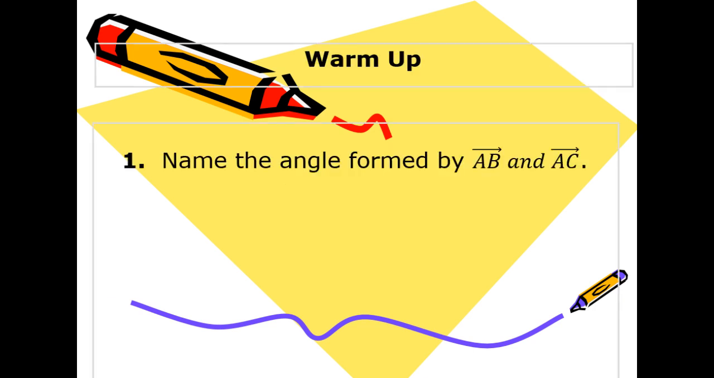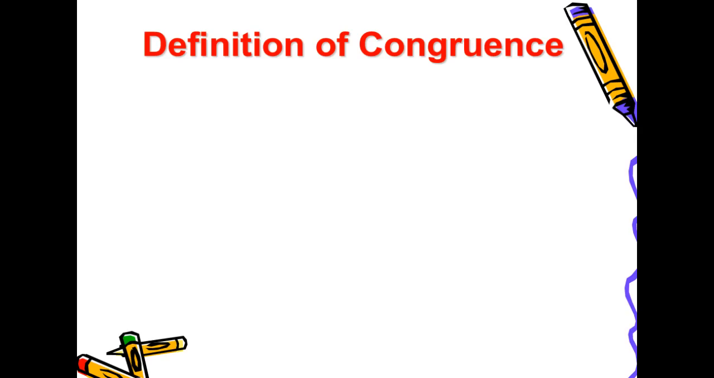Let's start with a quick warm-up. Name the angle formed by ray AB and ray AC. Now I know what you're doing right now. You're drawing a ray, starting at A, going out to B. And then you're drawing another ray, starting at A, going out to C. See if you can figure out the name of the angle. Alright, we'll talk about it tomorrow.